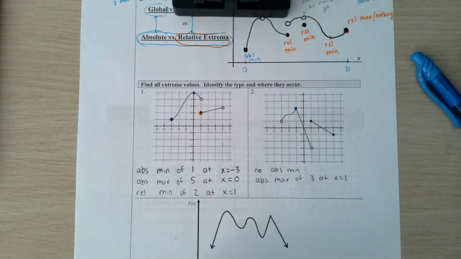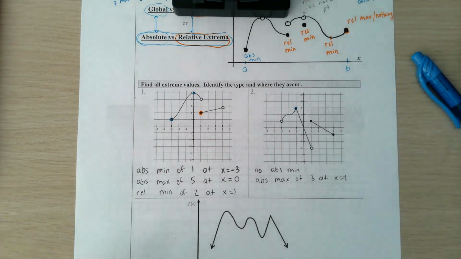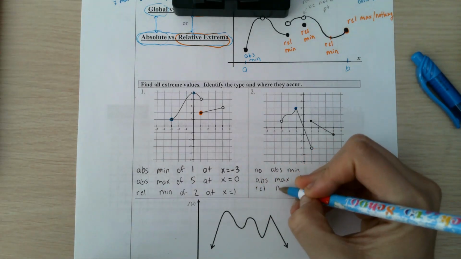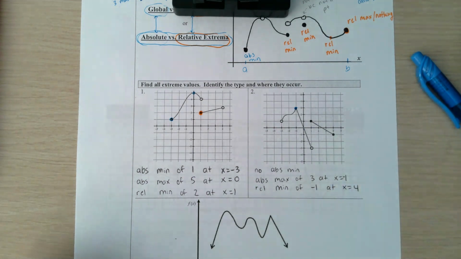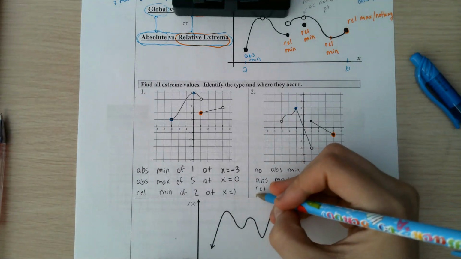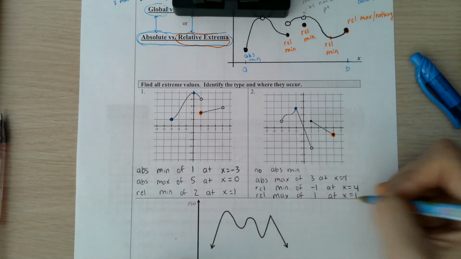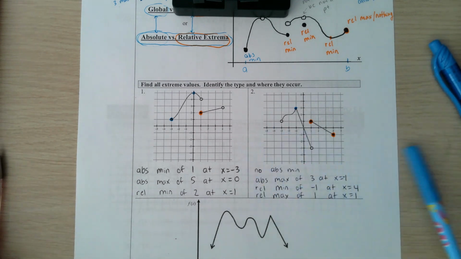And then try and see if you could find the 2 other critical points. Let's see if you can figure them out. Oh yeah, actually this is -1. Good correction. Okay, so we have relative min of -1 at x equals 4. And then the last one is relative max of 1 at x equals 1, which is this one right here. The other ones don't really count because there are holes.